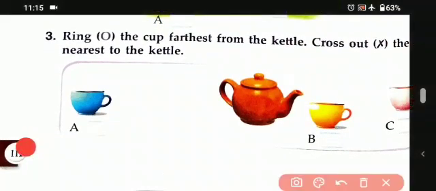Ring the cup furthest from the kettle and cross out the nearest one to the kettle. So in this also, this is the furthest one, so we have to circle it like this, and this is the nearest one, so we have to cross it.